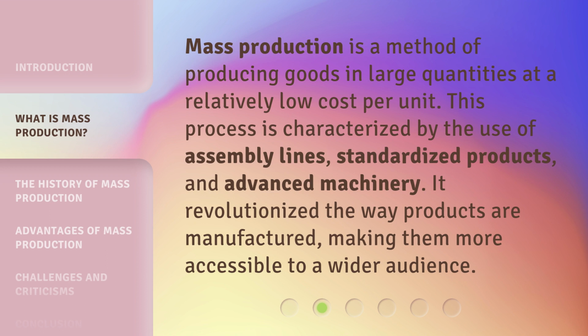Mass production is a method of producing goods in large quantities at a relatively low cost per unit. This process is characterized by the use of assembly lines, standardized products, and advanced machinery. It revolutionized the way products are manufactured, making them more accessible to a wider audience.